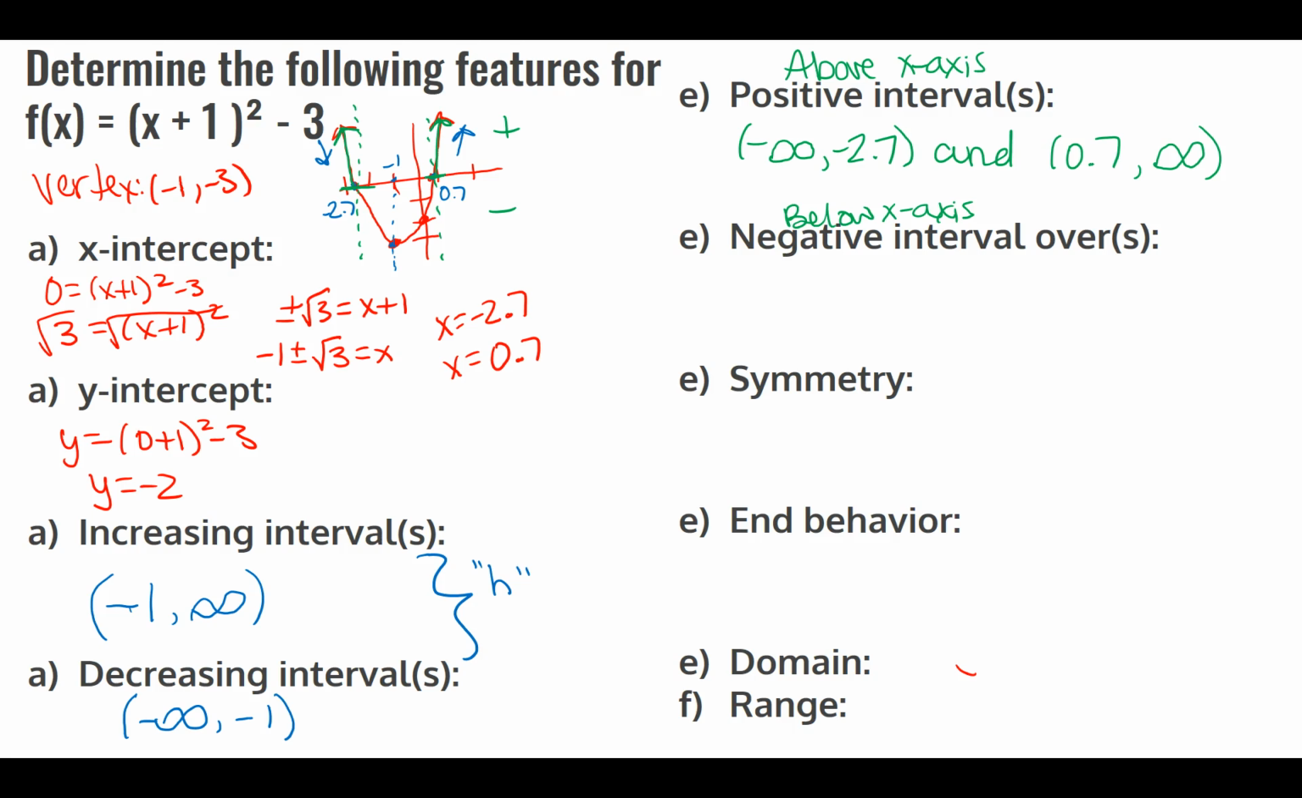Okay, now we're going to see where we are negative, meaning where we are below the x-axis. Do we agree that there's one piece of this graph that is below? Yep, and where does it start? It starts at negative 2.7, and it ends at 0.7. So there was just one piece below, and there are two pieces above.